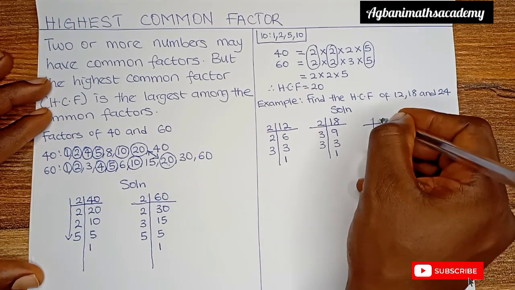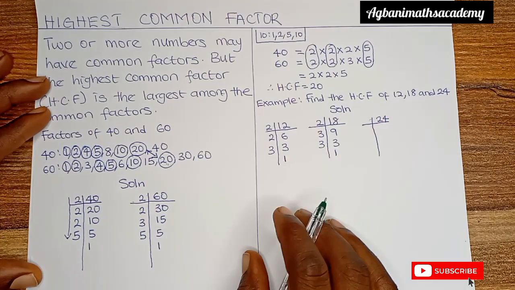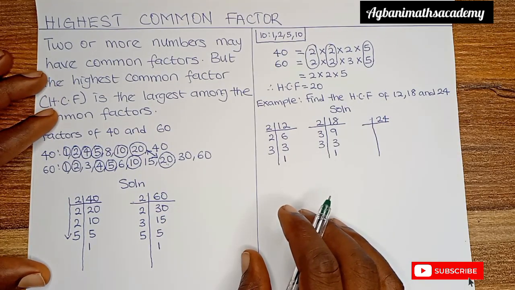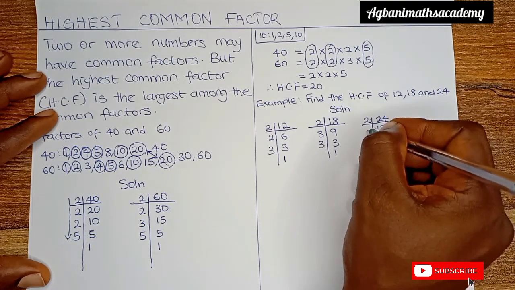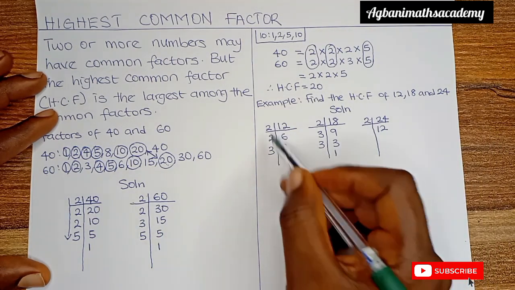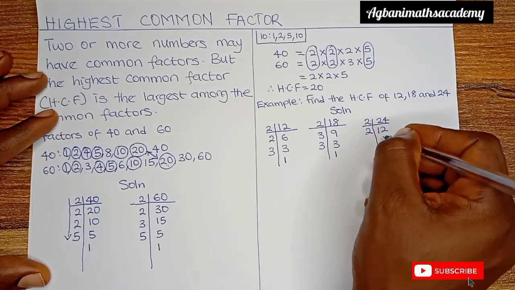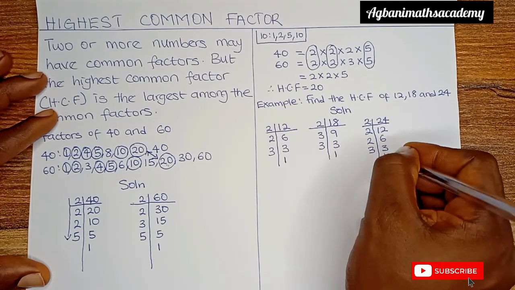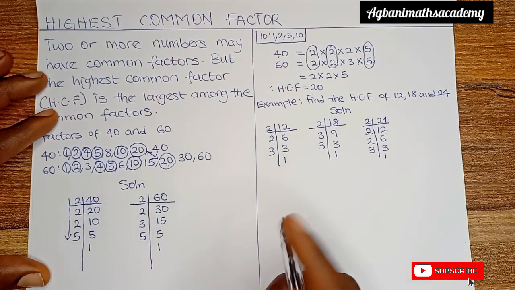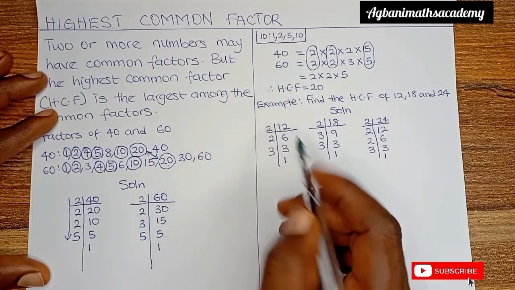24. So we have 24 here. What is the smallest number that can divide 24 without leaving a remainder? 2. 24 divided by 2 is going to give us 12. 2 is going to go, 2 is going to go just as we have here. So 2, we have 6. 2, we have 3. And 3, we have 1. So the next step is to bring each value down just as we did here.